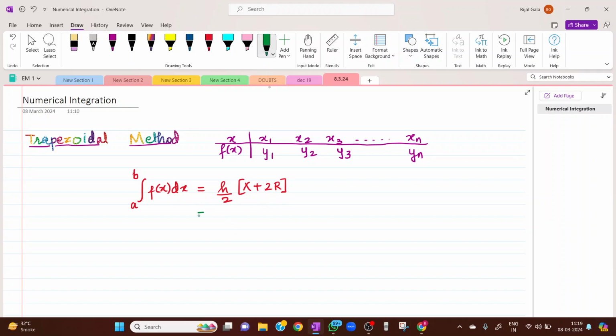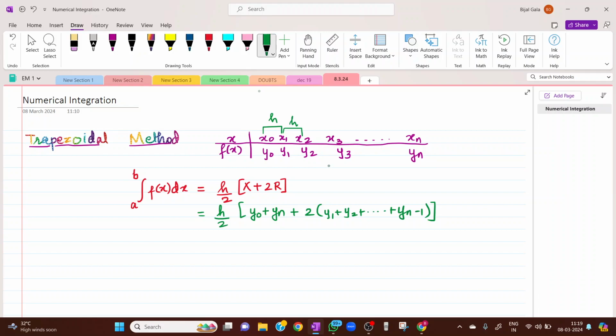Okay, so the full form goes like this: h upon 2. X is the extreme terms, so y0 and yn होगा. Okay, so when I say y0 and yn, and my data will start with x0 and xn, x0 and y0, then x1 and y1. Okay, plus 2 times remaining terms का addition, मतलब remaining is y1, y2 up to yn minus 1. h is the distance between consecutive x. ये जो difference होगा उसको हम h बोलेंगे and ये difference हमेशा equal होगा.